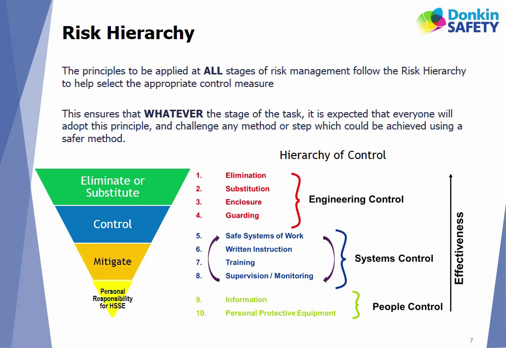For high and medium risk, we need to apply a control measure or a countermeasure. The effectiveness is dependent on the hierarchy of control. The most effective control is an engineering solution to eliminate the risk once and for all. We can mitigate risk using a system of control which relies on written instruction, training, and supervision. Lastly, we can take personal responsibility for safety, but this is reliant on our people control to follow instruction and being risk aware.